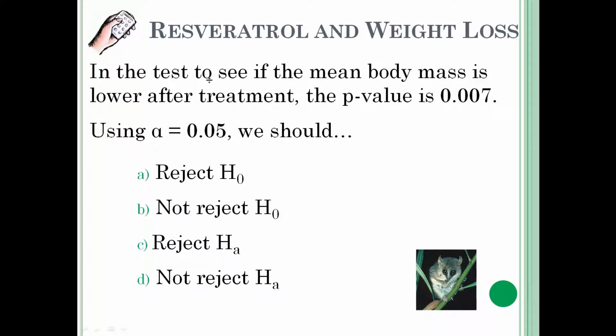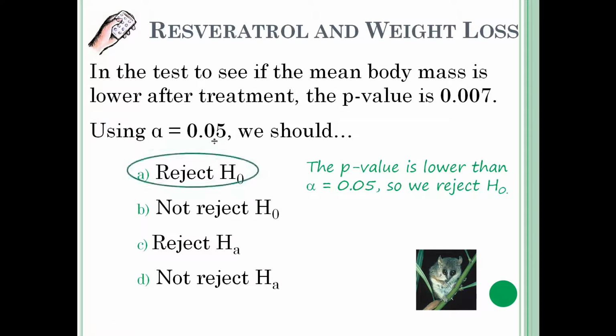So in the test, to see if the mean body mass is lower after treatment, the p-value is 0.007. Using alpha 0.05, we should... So again, if p is less than alpha, we reject the null. If p is equal or larger than alpha, we don't reject. In this case, p-value is less than alpha, so we reject the null.